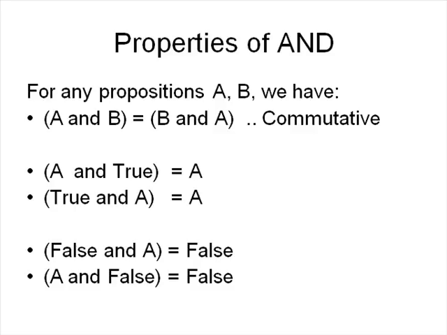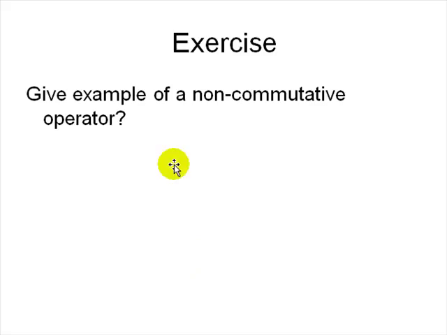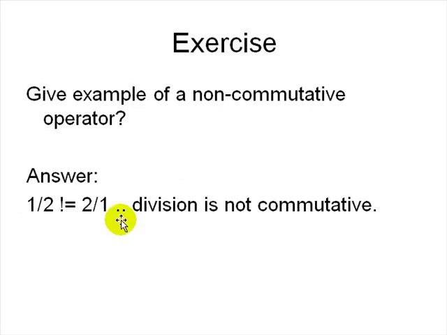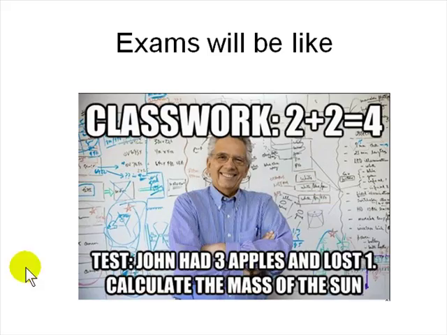And similarly, the properties of AND are, it is commutative. A and B is the same as B and A. And A and true is the same as the value of A. True basically you don't need to consider. And anything and false is always false. Okay. So now the question is, can you give an example of a non-commutative operator? Well, think about it. Non-commutative means A operator B is not the same as B operator A. So for example, 1 divided by 2 is not the same as 2 divided by 1. So division is not commutative. Okay, so we'll continue after the break.